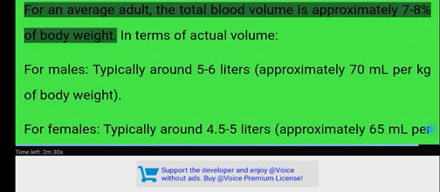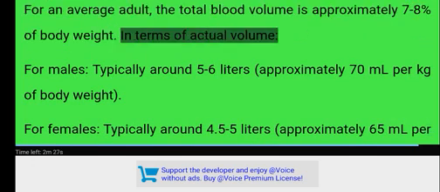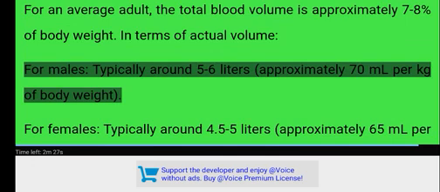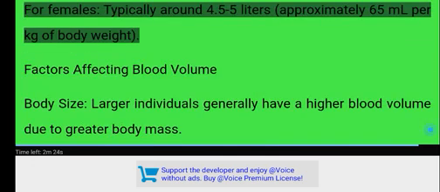Normal blood volume. For an average adult, the total blood volume is approximately 7-8% of body weight. In terms of actual volume, for males, typically around 5 to 6 liters, approximately 70 milliliters per kilogram of body weight. For females, typically around 4.5 to 5 liters, approximately 65 milliliters per kilogram of body weight.